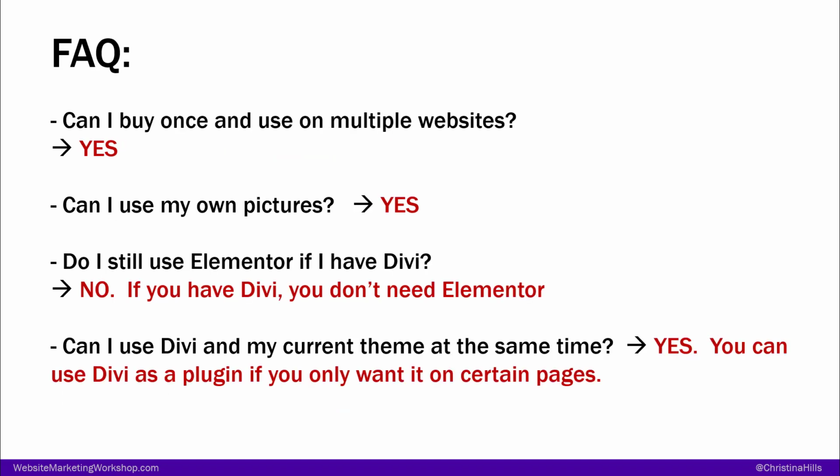Can I buy once and use it on multiple websites? This is what I love about Divi. They're not keeping track of how many websites you have it on. You can use it on multiple websites. Can I use my own pictures? Yes. Do I still use Elementor if I have Divi? You might not know what Elementor is, but if you have Divi, you don't need Elementor. Elementor is a page builder. Can I use Divi on my current theme at the same time?